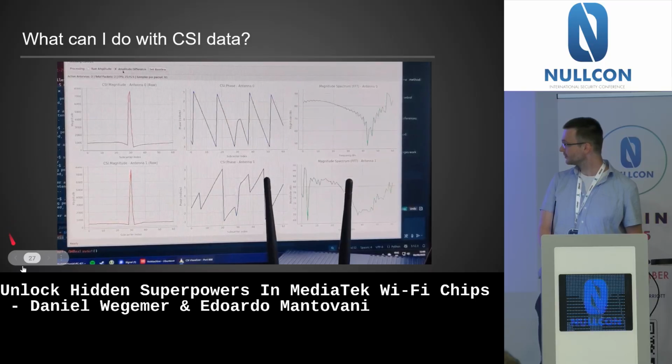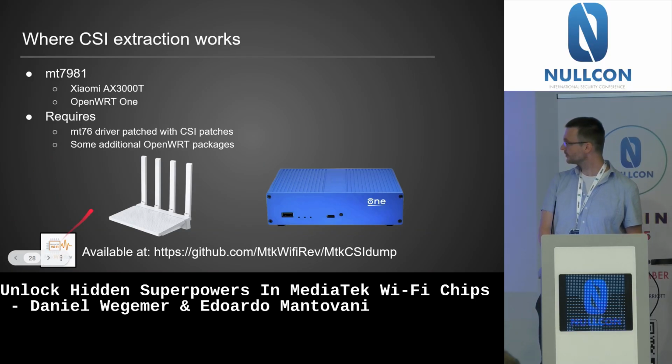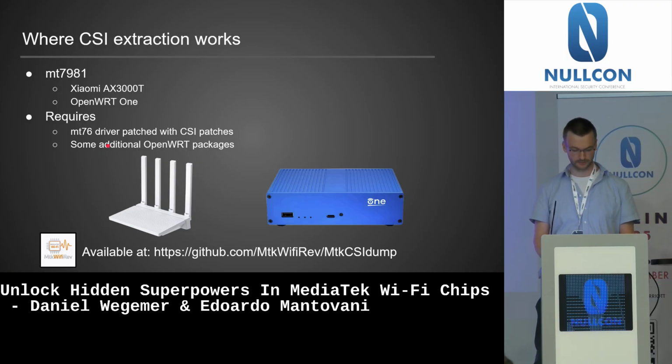Okay, let me move on. We tested this on MT7981, as I said, and we implemented it on 2 routers. There's the Xiaomi AX3000T, which is a really cheap router, and it works there. And there's the OpenWRT One, and we also managed to make it work there. All you need is basically a patched MT76 driver and some additional OpenWRT packages, and you can find all of this in our repository at the bottom.